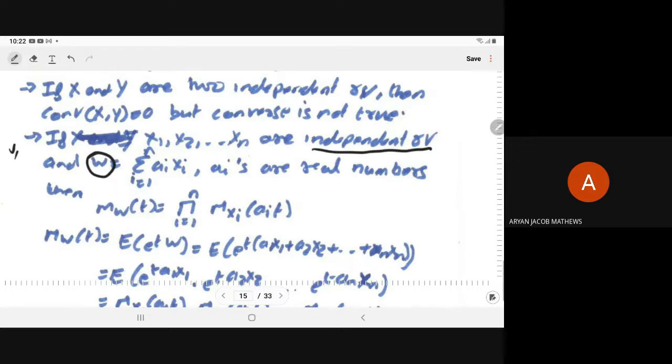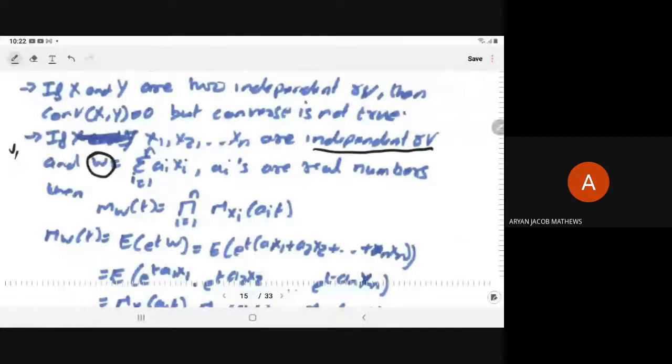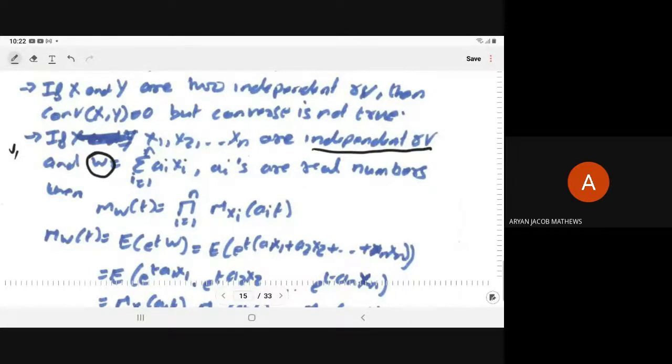moment generating function for w, why are we interested in the moment generating function? Because the moment generating function is a fingerprint of any distribution. If you know the moment generating function, you can compute everything about the distribution. Because with the help of the moment generating function, you can generate any order moment easily, and from those moments you can determine different kinds of expectations, different kinds of measures. So as the moment generating function is the fingerprint, it is important to compute the moment generating function for the random variable, which is the linear combination of other random variables.